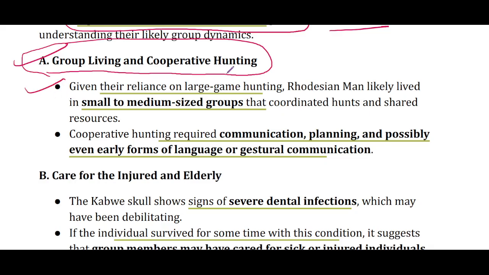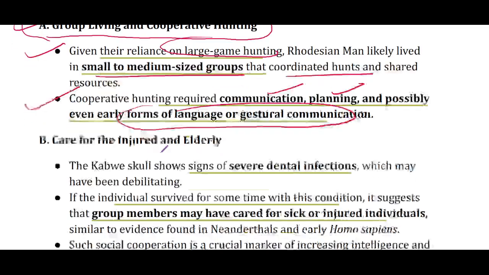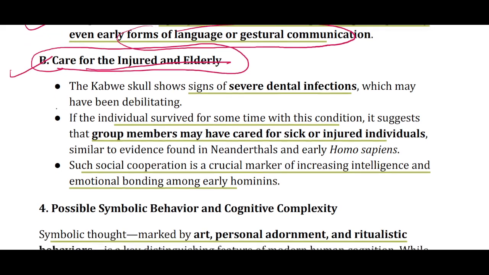Given their reliance on large game hunting, Rhodesian man likely lived in small to medium sized groups that coordinated hunts and shared resources. And this cooperative hunting required communication, planning, and possibly even early forms of language and gestural communication. Second, the same cooperative behavior might have required care for the injured and the elderly.